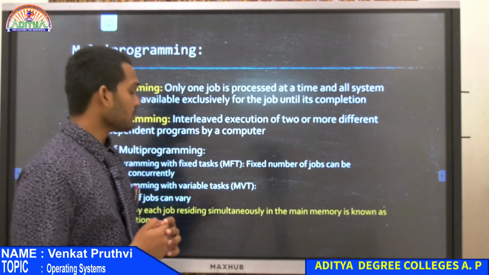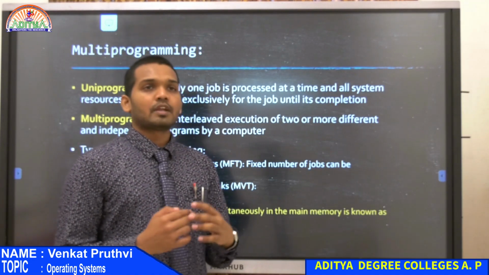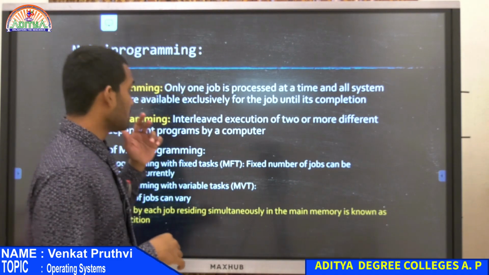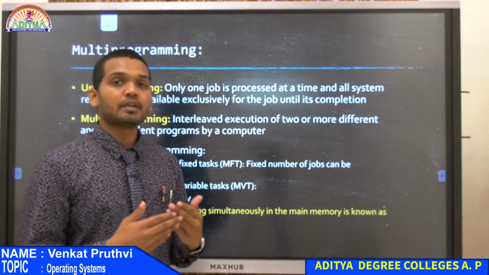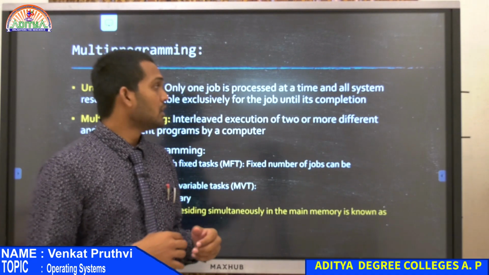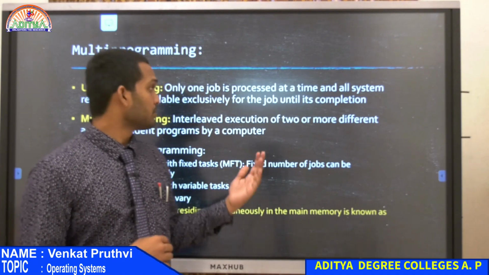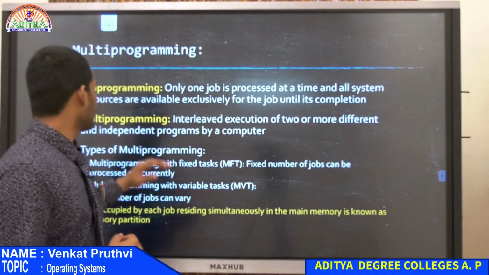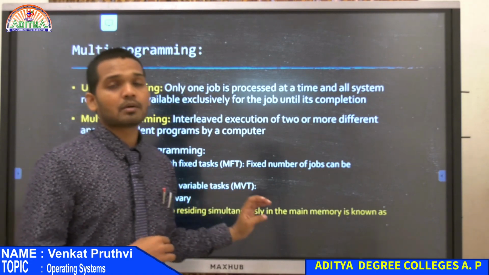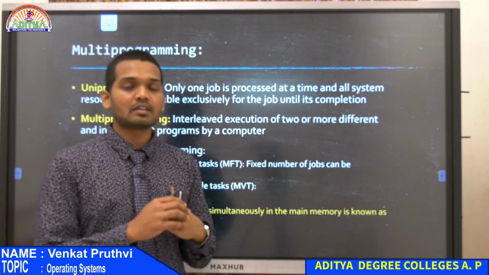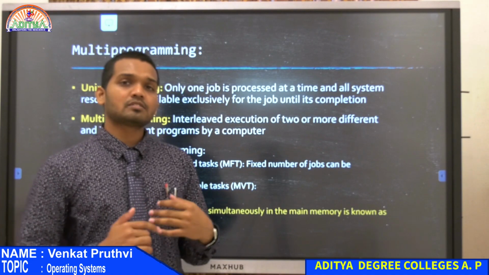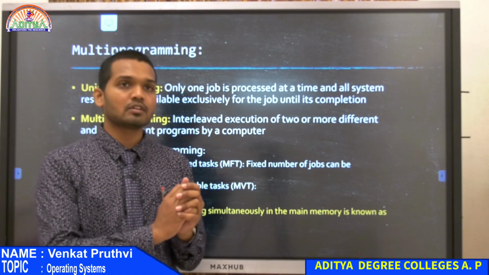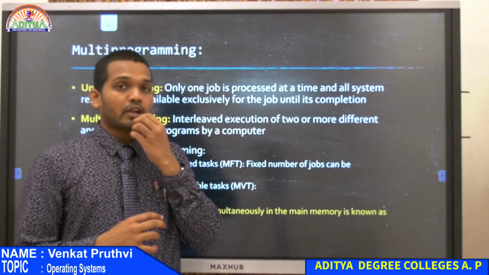So in order to reduce all those issues, to maintain the processing speed and efficiency of the processor, and to reduce the idle time of the CPU, we came up with different programming mechanisms. All these programming mechanisms, like uniprogramming, multiprogramming, and then we will see multiprocessing, multitasking, multithreading, are various programming concepts that help exclusively the CPU to reduce idle time.